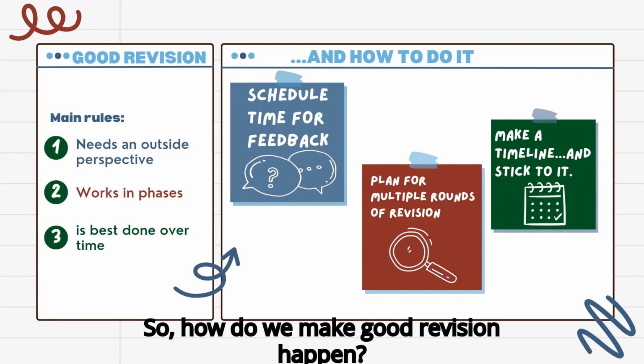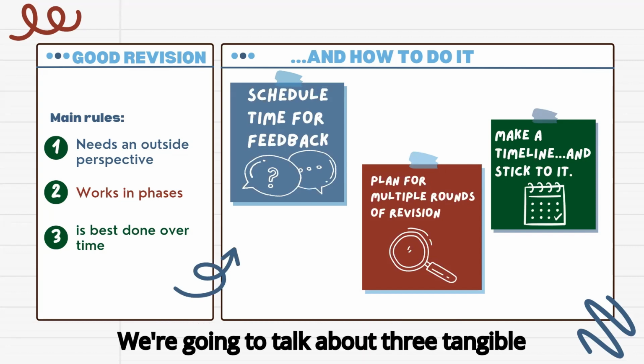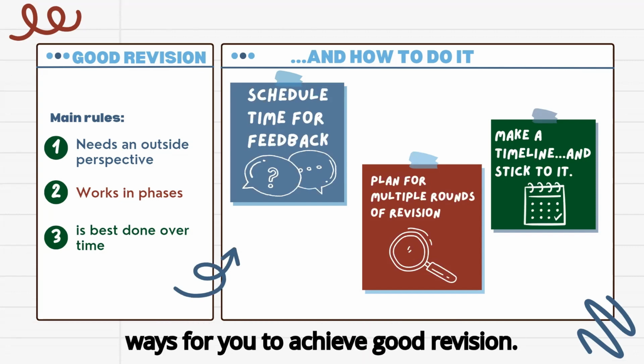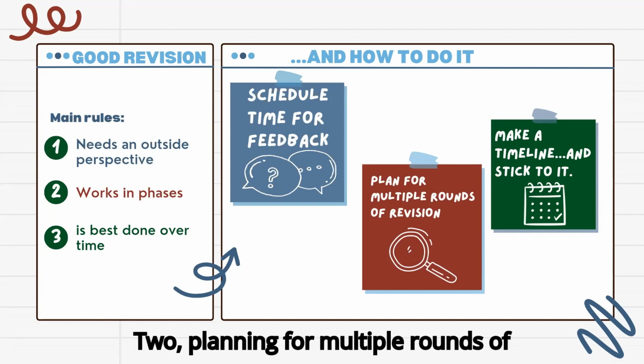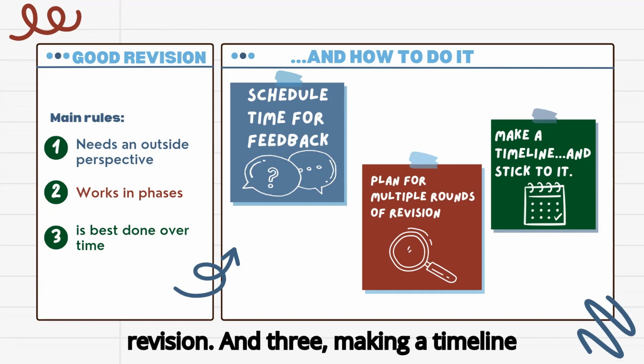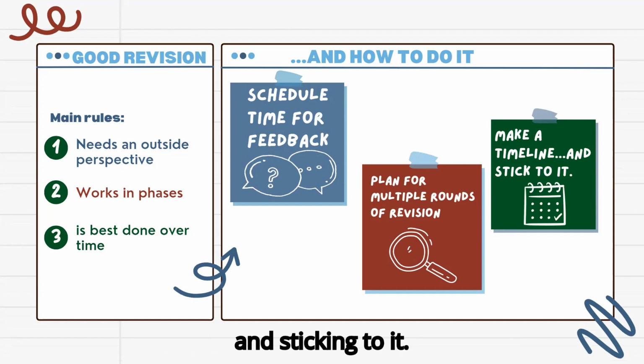So how do we make good revision happen? We're going to talk about 3 tangible ways for you to achieve good revision. 1, by scheduling time for feedback. 2, planning for multiple rounds of revision. And 3, making a timeline and sticking to it.